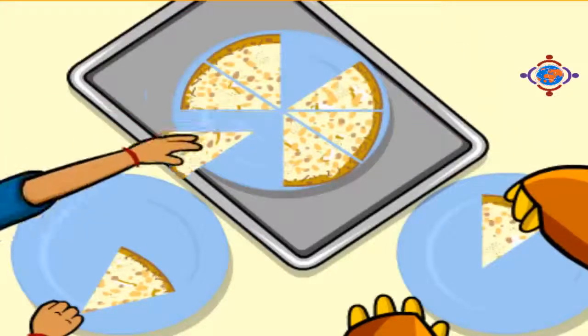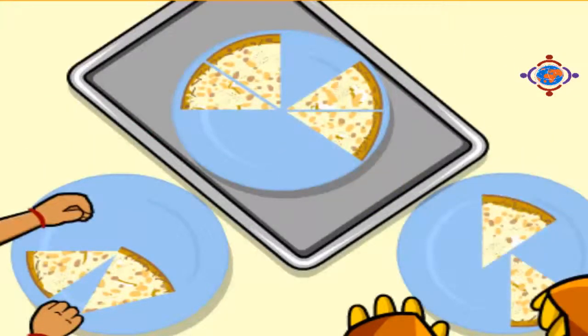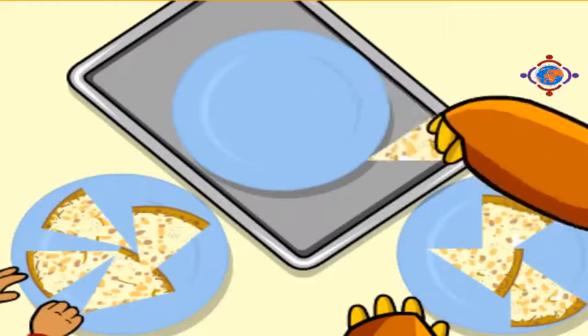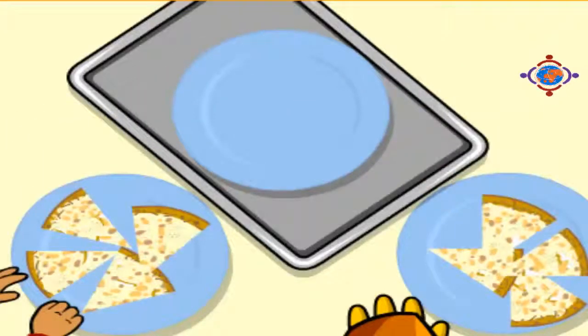We can check our work by taking the 8 slices and making 2 equal groups. We each get 4 slices. Whoa, that's a lot of pizza.